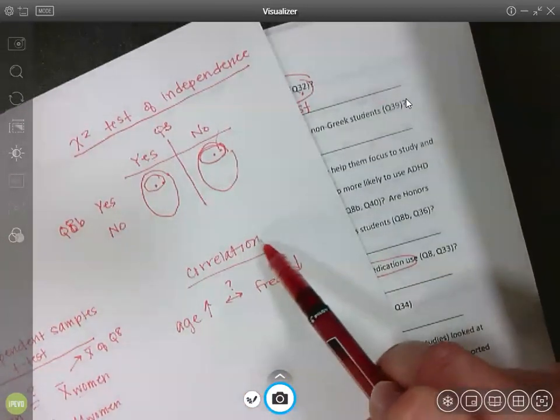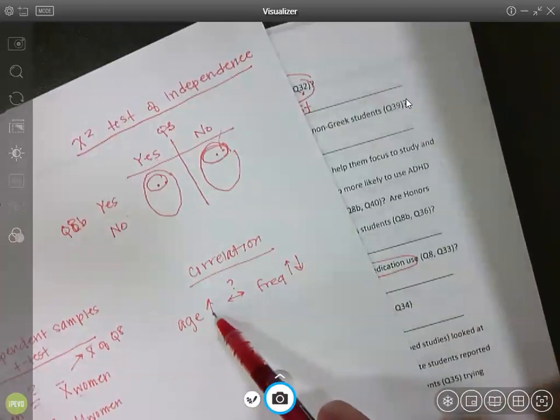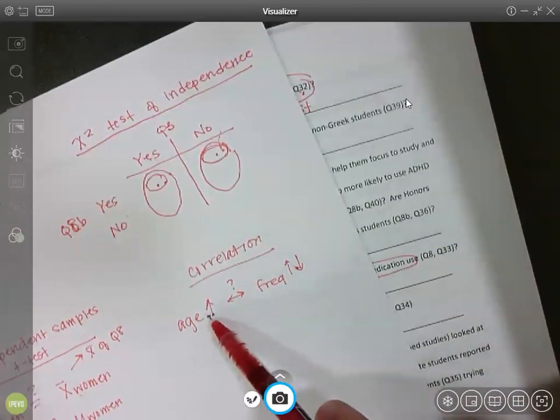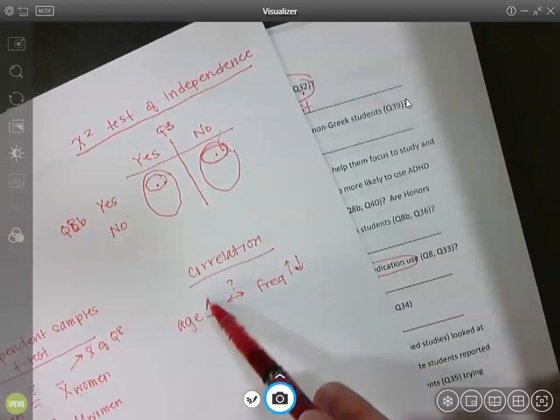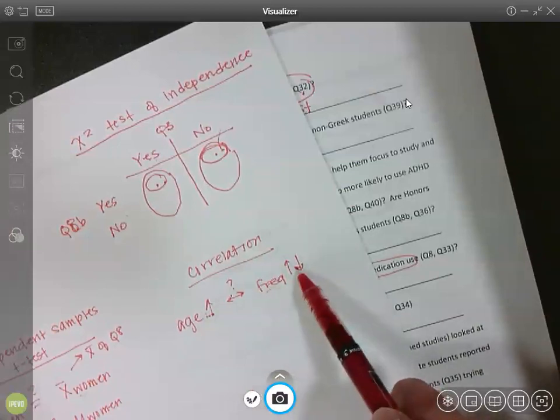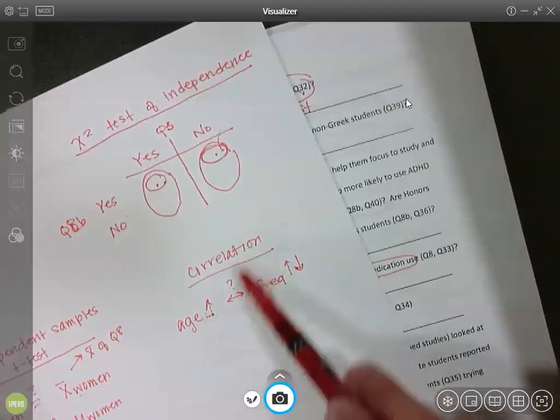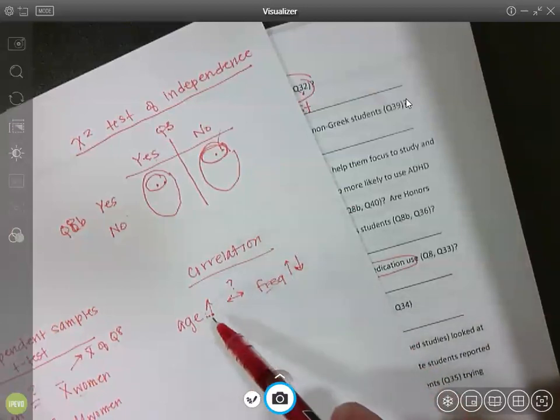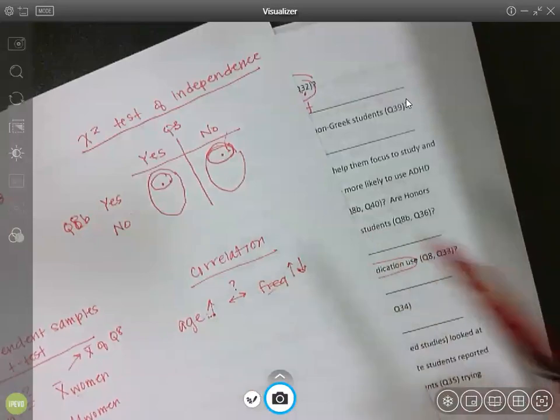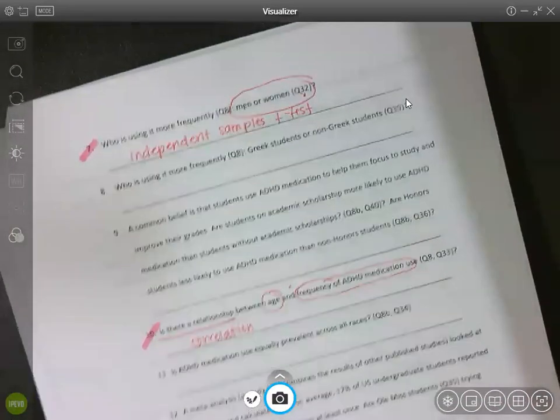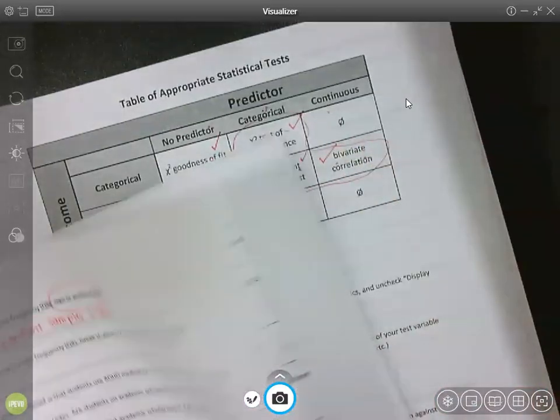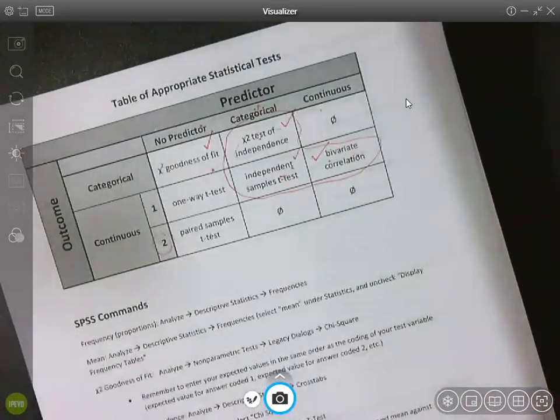We're going to use a correlation to examine this when we have a continuous predictor and a continuous outcome. We're not technically dividing into groups here, but we're just saying, as someone's age increases, is there a predictable response with how frequently they take the drug? Do the two tend to increase together? Or as this one increases, does frequency tend to drop? Or is there no relationship? That's what the correlation is going to tell us. So, correlation. Let's look for our next highlighted question.